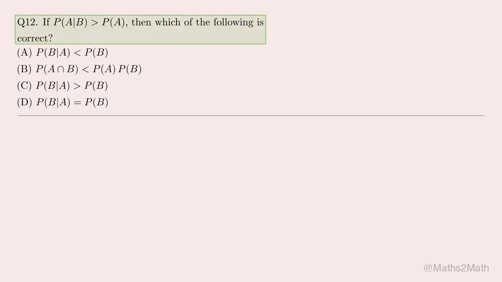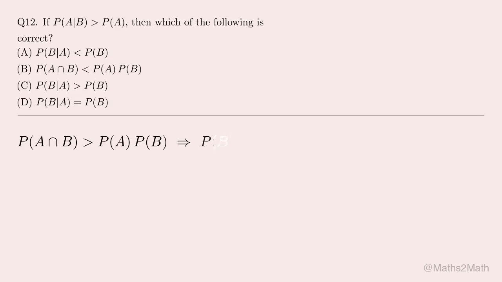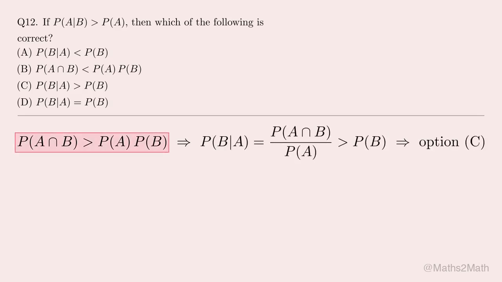Question 12, multiple choice. Positive association is symmetric. Cross-multiply the inequality. The hypothesis says the intersection exceeds the product. Dividing by P of A flips it into P of B given A exceeding P of B. Option C.